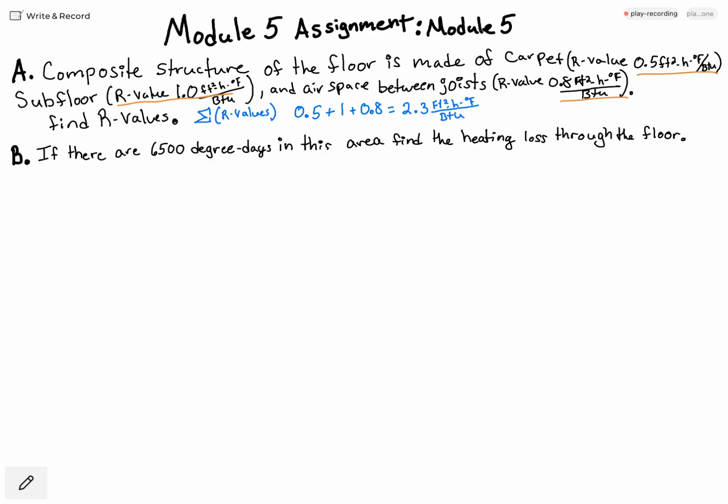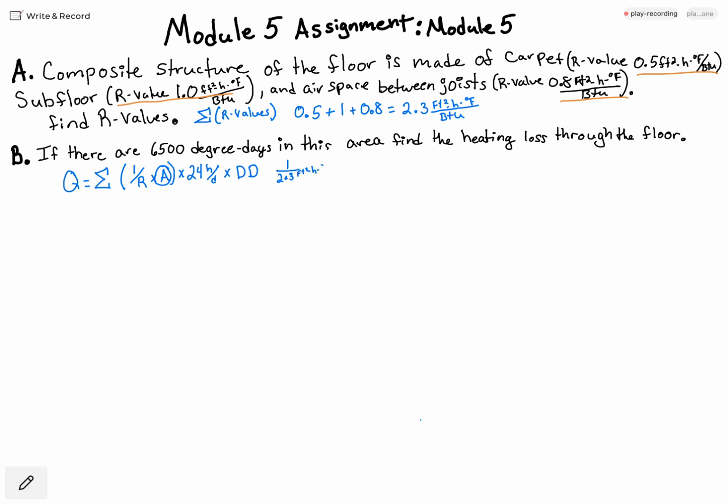Question B: if there are 6,500 degree days in this area, find the heat loss through the floor. Now we're going to start adding in how much air is moving through. For this one, you have a degree day. So you're going to be using the Q total equation: the sum of 1 over R values times their area, and that's done together. Then that times 24 hours in a day times the degree day.